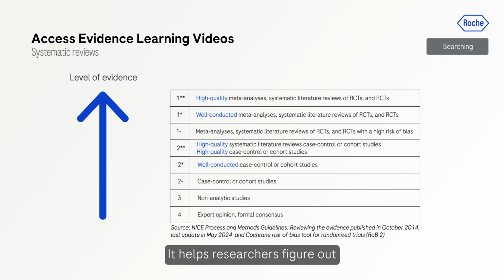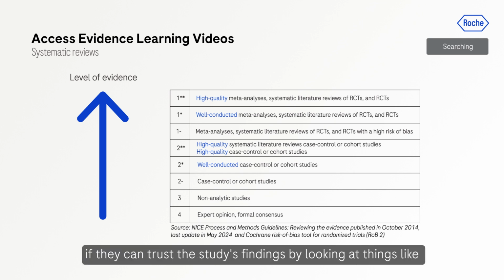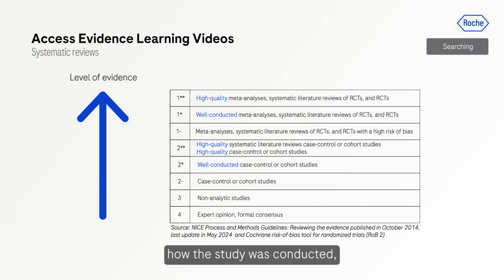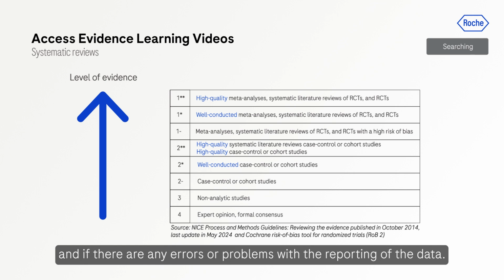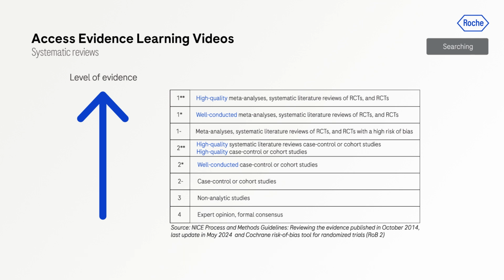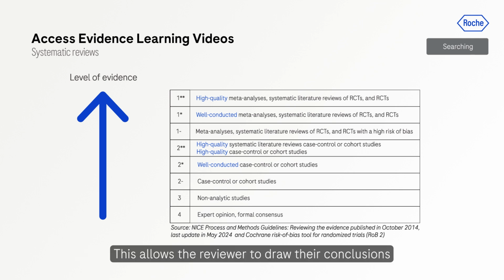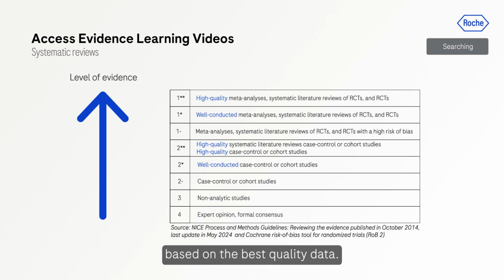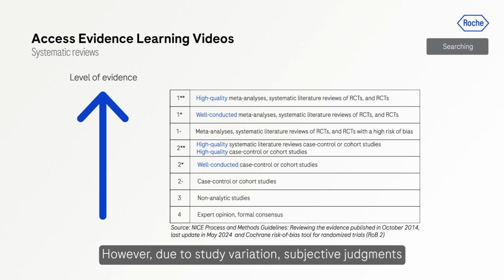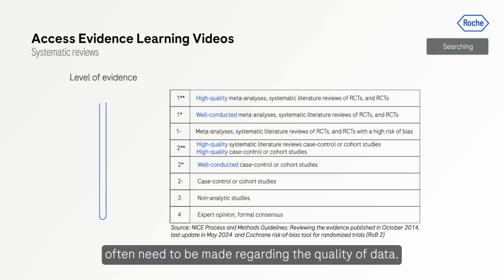It helps researchers figure out if they can trust the study's findings by looking at things like how the study was conducted, how the data were analyzed, and if there are any errors or problems with the reporting of the data. This allows the reviewer to draw their conclusions based on the best quality data. Various guidelines exist to help rank the quality of studies based on their design. However, due to study variation, subjective judgments often need to be made regarding the quality of data.